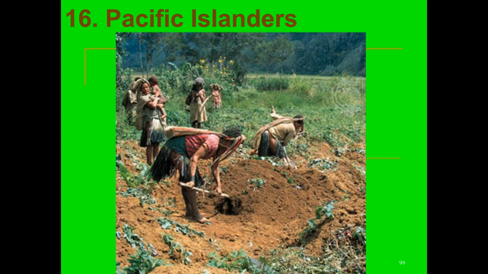And kind of the exception to the rule, again, will be Australia, where they are not going to develop agriculture. They're going to remain hunter-gatherers all the way into the modern era.